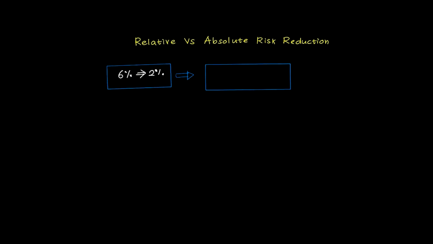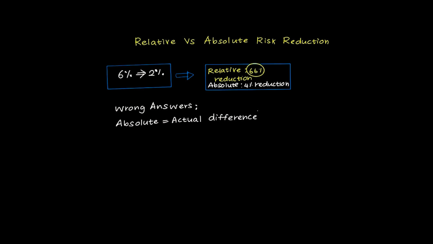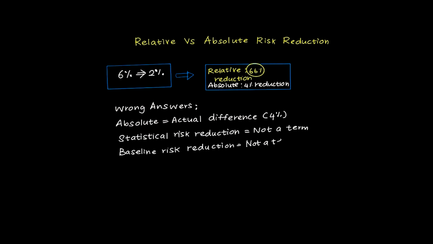A drug company reports their medication reduces risk of a condition from 6% to 2%. In their marketing, they advertise this as a 66% risk reduction. Which type of risk reduction are they emphasizing? Relative risk reduction. It expresses the proportional change between two rates, and it makes treatment effects look more impressive than they might actually be. The absolute risk reduction would express the actual difference between rates. 6% minus 2% equals 4%. That sounds less dramatic than 66%, doesn't it? Statistical risk reduction isn't a recognized term, neither is baseline risk reduction.